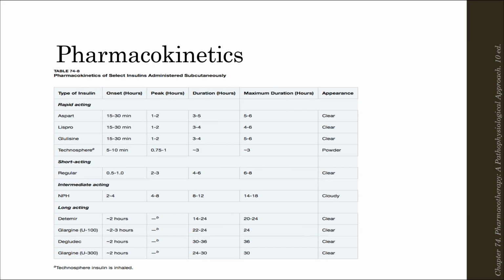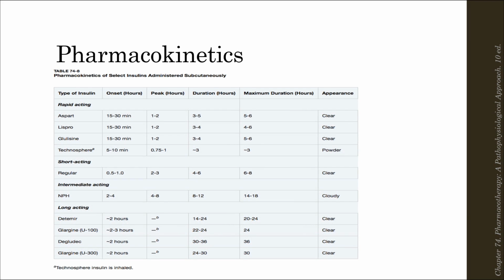The Technosphere, that's the inhaled insulin, kicks in a little bit sooner. I've never actually seen anybody use that in practice, but it is available if there's somebody that might need it. It's very similar to a nasal type thing. And then I want to know how long the insulin is going to last in my patient. If I give them insulin right now, how long is it going to take before this insulin starts to wear off? A secondary thing that I like to look at is peak. When am I going to see the peak effect of this insulin taking place in the patient's body?